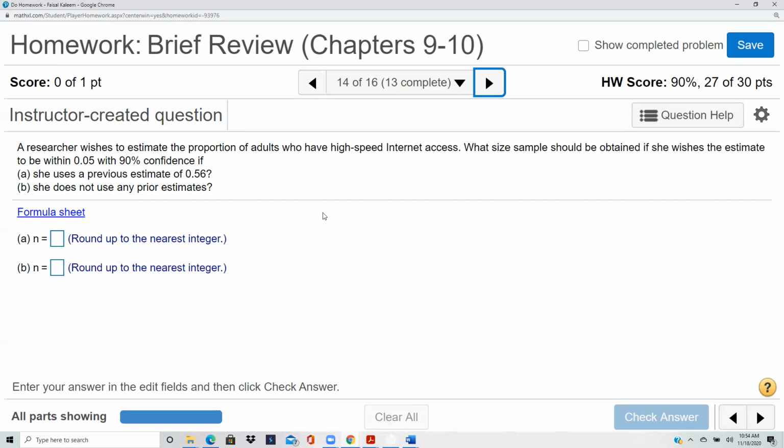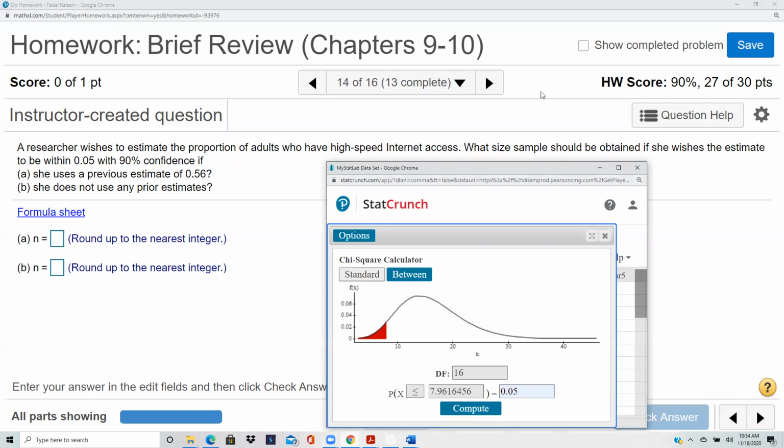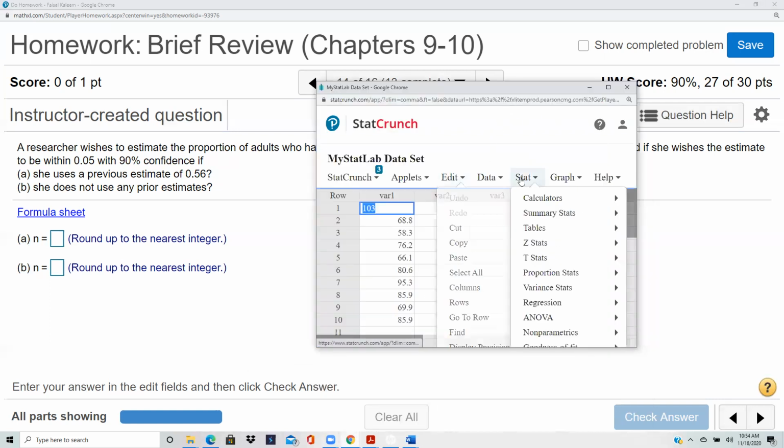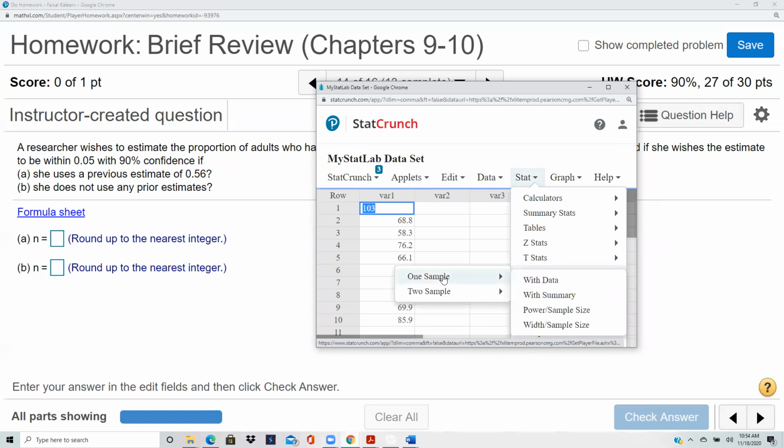Proportion. Proportion, because why? Okay, estimate the proportion. Yeah. So now once you go to proportion stats, one sample. So now you know you have with data, with summary, and you have the other two things. Do you ever remember using any of the other two? I feel like maybe width. Yeah, with sample size. And see, you have to find sample size.